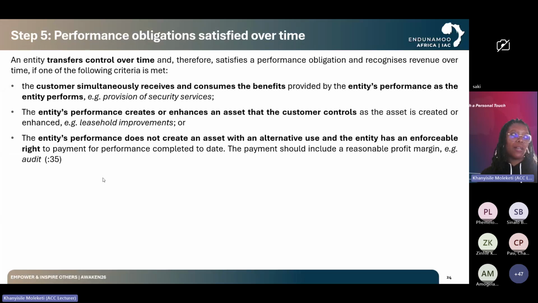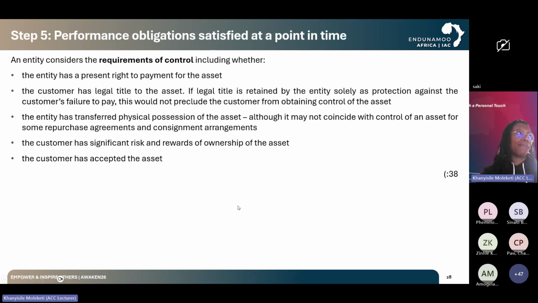If you meet none of them, then you conclude at a point in time. If you meet none of these 3, it means revenue is not recognized over time. It's recognized at a point in time. And then the consideration there is at what point in time. And the point in time is the point when you transfer control, so when the entity transfers control to the customer.